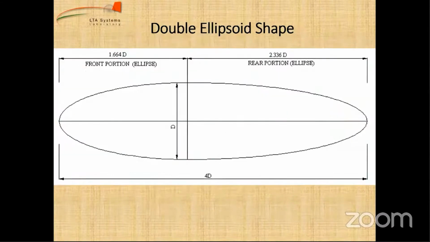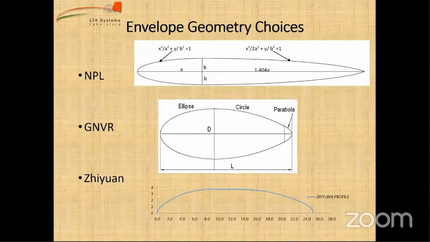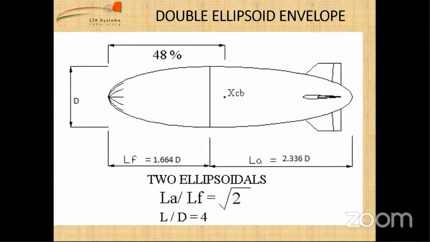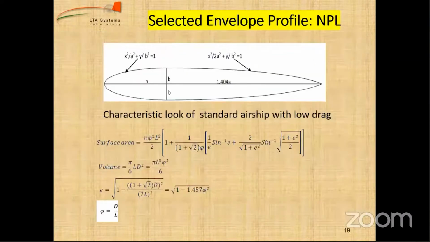So right now, I think we are going with an NPL shape. And if you know, there is also a double ellipsoid shape as well, but we are not touching that in today's session. So now we have assumed the envelope profile called NPL. These formulae might look very nasty to you, but don't worry, in this tutorial we'll cover how to simplify those formulae and get the values.